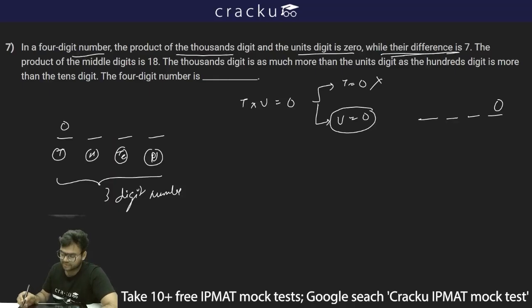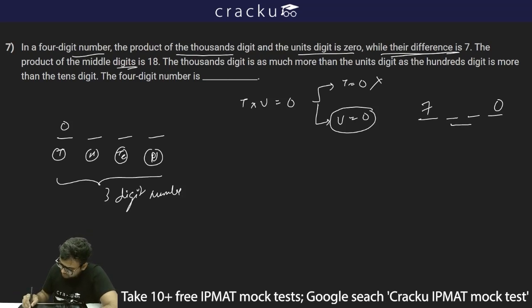Now the difference is 7. If the difference is 7, the thousands digit should be 7, because then only the difference between the unit digit and the thousands digit will be 7. The product is 0, so it is 0 for the unit digit of a 4-digit number. And the difference is 7, which means the thousands digit should be 7 more than the unit digit. So this is 7.